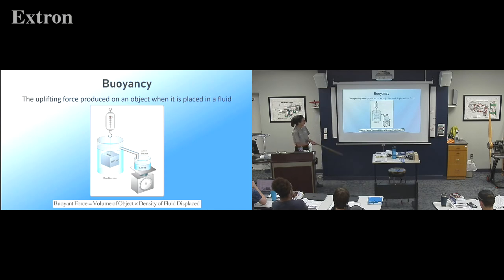This example is in your book: you take a 10-pound block and drop it into this fluid. If you start with the fluid filled right to the edge of this overflow pipe, it will pour out a volume of fluid equal to the volume of this block. So that's just something to know.